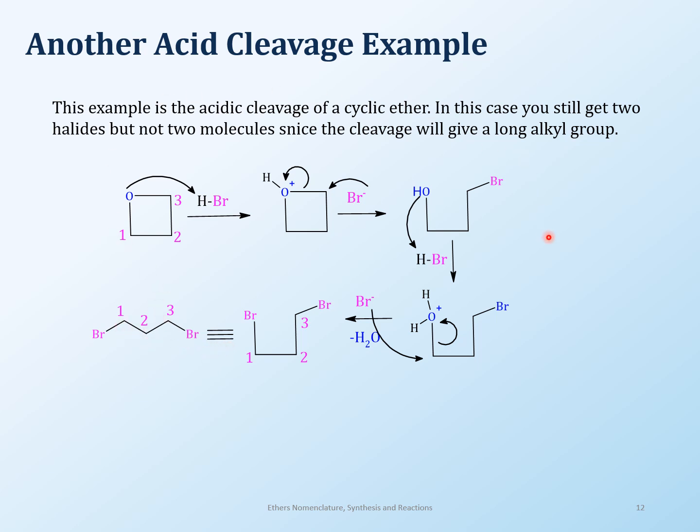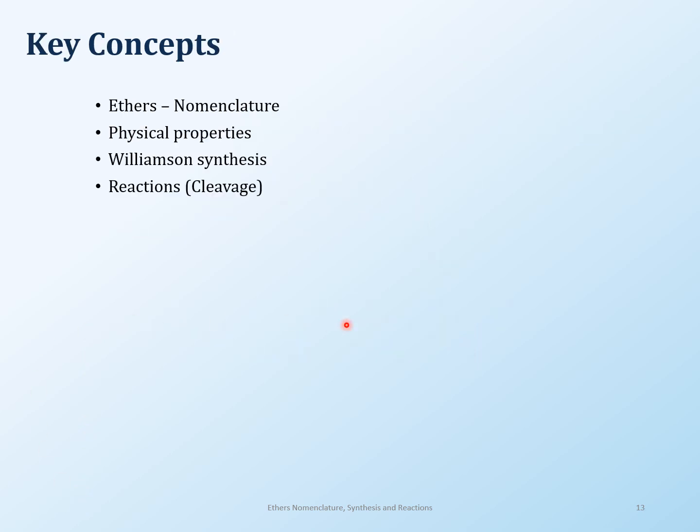So that's it as far as the acidic cleavage is concerned, and that's really the only reaction we have for ethers. So that's it for ethers. Okay, nomenclature, some physical properties, the 3 syntheses that we did, not just the Williamson, that's the main synthesis, but we have all the other syntheses also for ethers, and then the acidic cleavage mechanism.